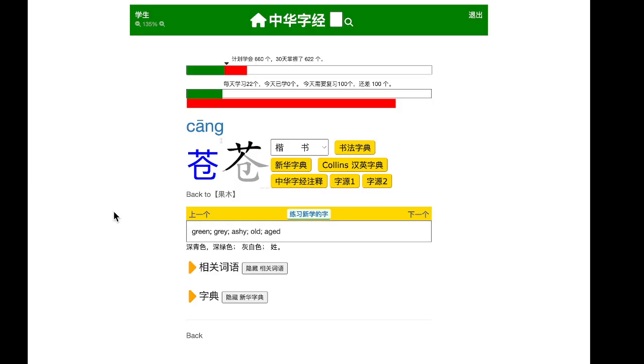Tang. This on the bottom also reads Tang. It's the one that refers to like Tangku, a warehouse or a granary. It's got grass on top. This Tang can mean green and verdant or gray and ashy, which kind of seem like opposites, but it does have both meanings. And old and aged.